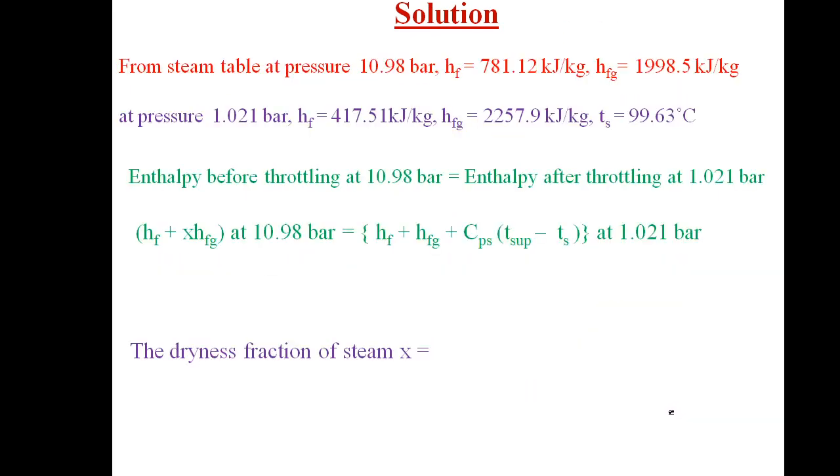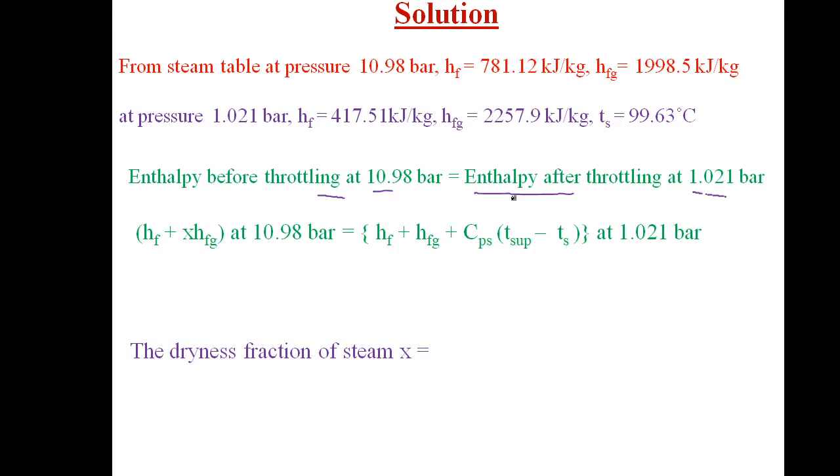Now coming to the throttling calorimeter, the enthalpy before throttling is equal to the enthalpy after throttling. When steam is passed through the throttling device, the enthalpy remains unchanged. So what kind of changes will happen if steam is passed through the nozzle or throttling device? Enthalpy remains the same, but pressure gets reduced. Before throttling the pressure is higher and after throttling it is smaller, and the quality of steam gets improved. If it is wet steam, after throttling it may become dry saturated or superheated steam.